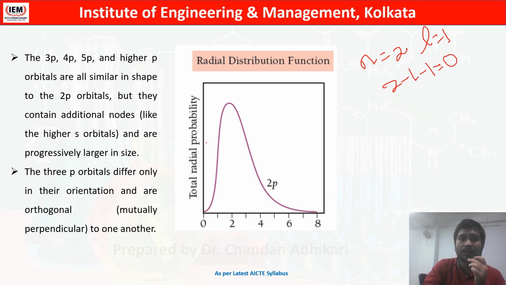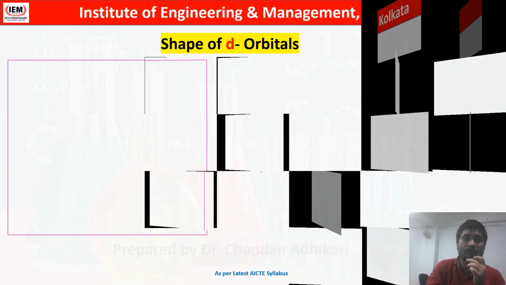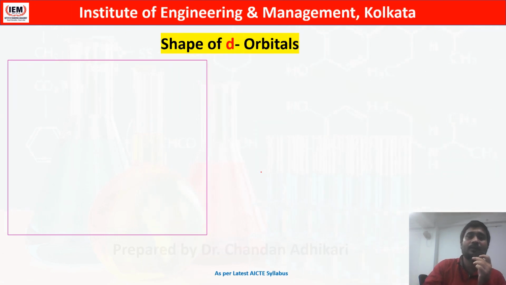So for 2p, if we want to plot the radial probability distribution, there will be only one maximum and no minimum, or we can say there is no portion where the probability of finding the electron is 0. So there is no node for 2p orbital. Similarly, for 3p and higher p orbitals, we will find nodes, and accordingly you need to plot it. We will show it for at least 3p orbitals.